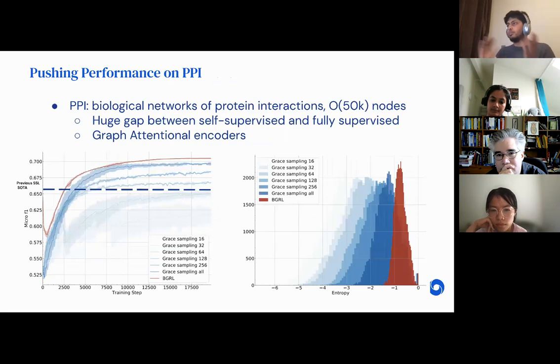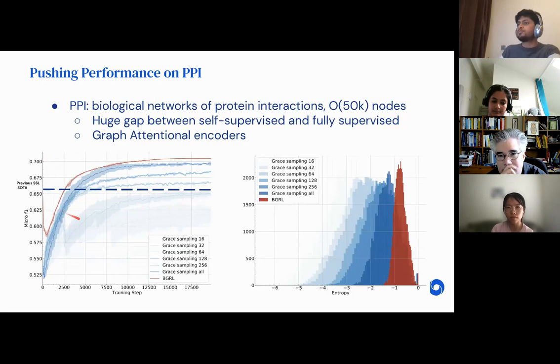And in pursuit of that, we were looking at the PPI dataset, especially because this previously had the biggest gap between fully supervised and self-supervised methods. The previous SSL state of the art was around 0.66, and fully supervised is about 0.96. So there was like a 30% gap.